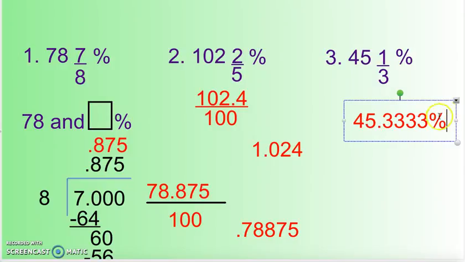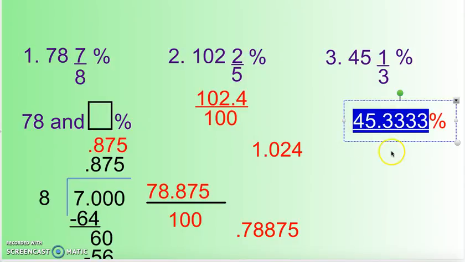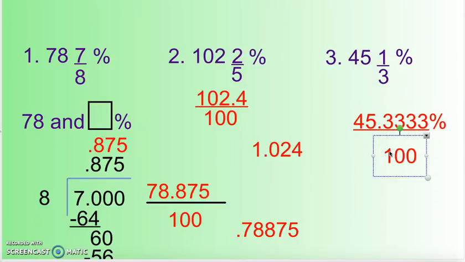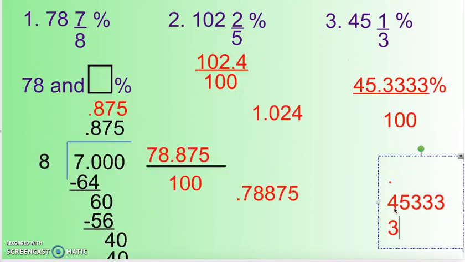And lastly, this one, 45, and I know 1/3 is 0.3333 repeating. And so I'm going to put it over 100, and I'm going to divide, and I get 0.453333, etc.